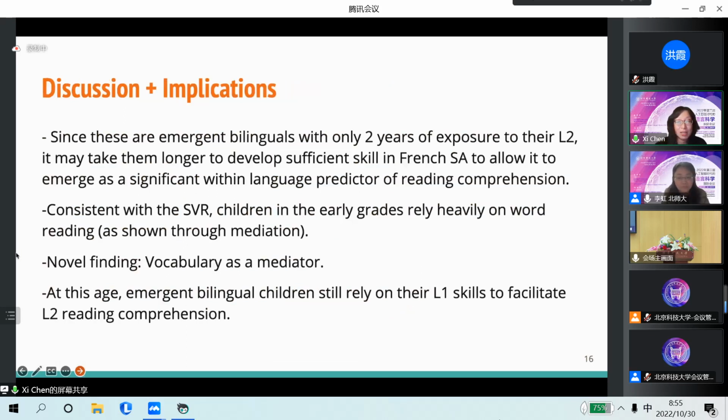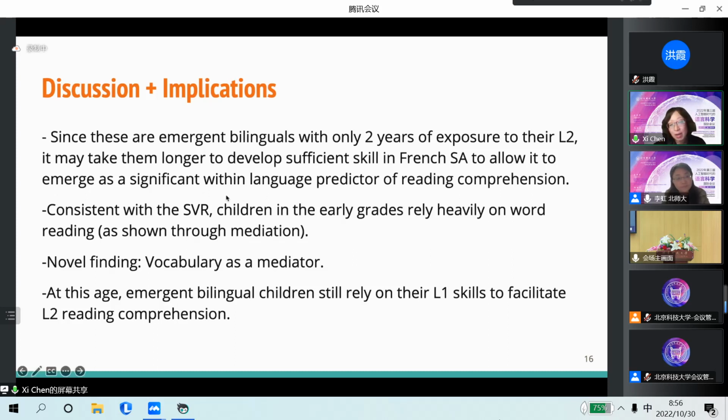Oh, yeah, since these are emerging bilinguals with only 2 years of exposure to their L2, so less than 3 years, because we tested them in grade 2 and they started in senior kindergarten, I would say 2.5 years, it may take them longer to develop sufficient skills in French syntactic awareness to allow it to emerge as a significant predictor of French reading comprehension.